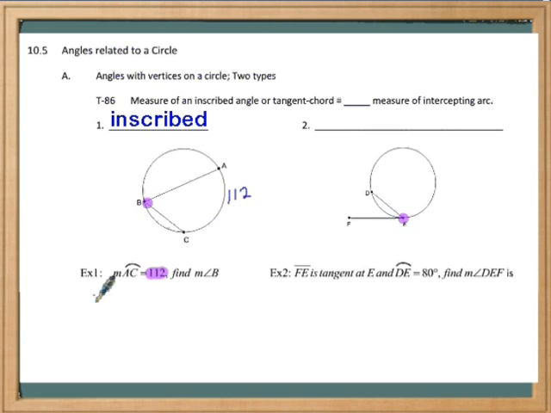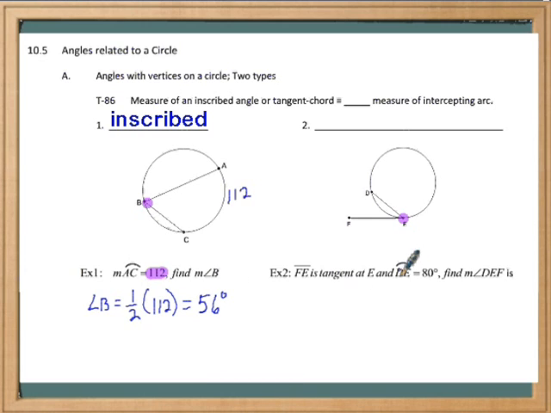And how does angle B compare to the 112? If you'll remember, it's 1/2 of that measure of the arc. So remembering that rule, we'll get the measure of angle B to be 56 degrees.